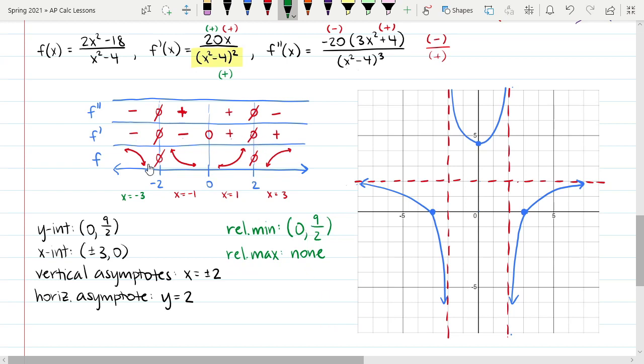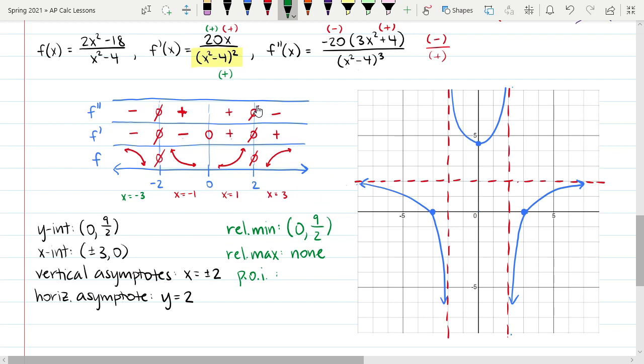Because there is no place where f prime is changing from positive to negative, where the function is defined, especially. And then also any points of inflection. Remember, points of inflection, we're looking for places where the concavity changes, but there is a point. Now, the concavity does change at -2, but remember, at -2 we have a vertical asymptote. There is no point there, so you can't have a point of inflection.